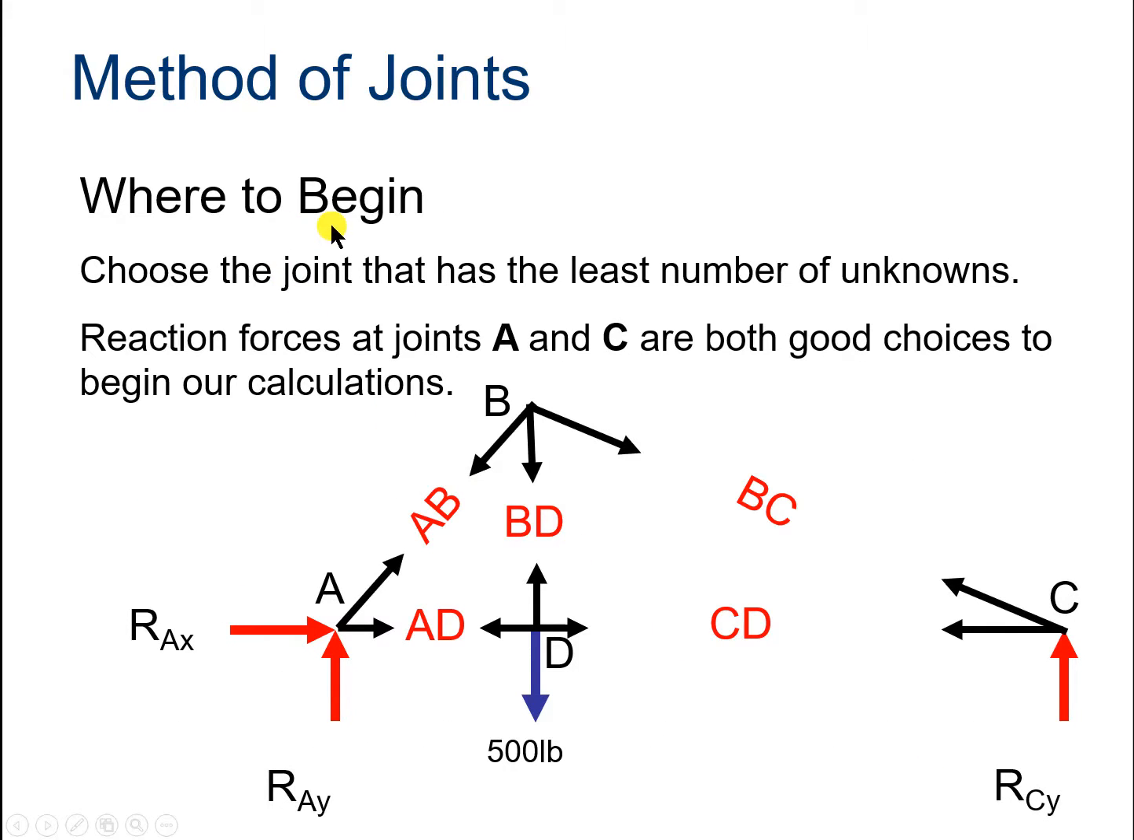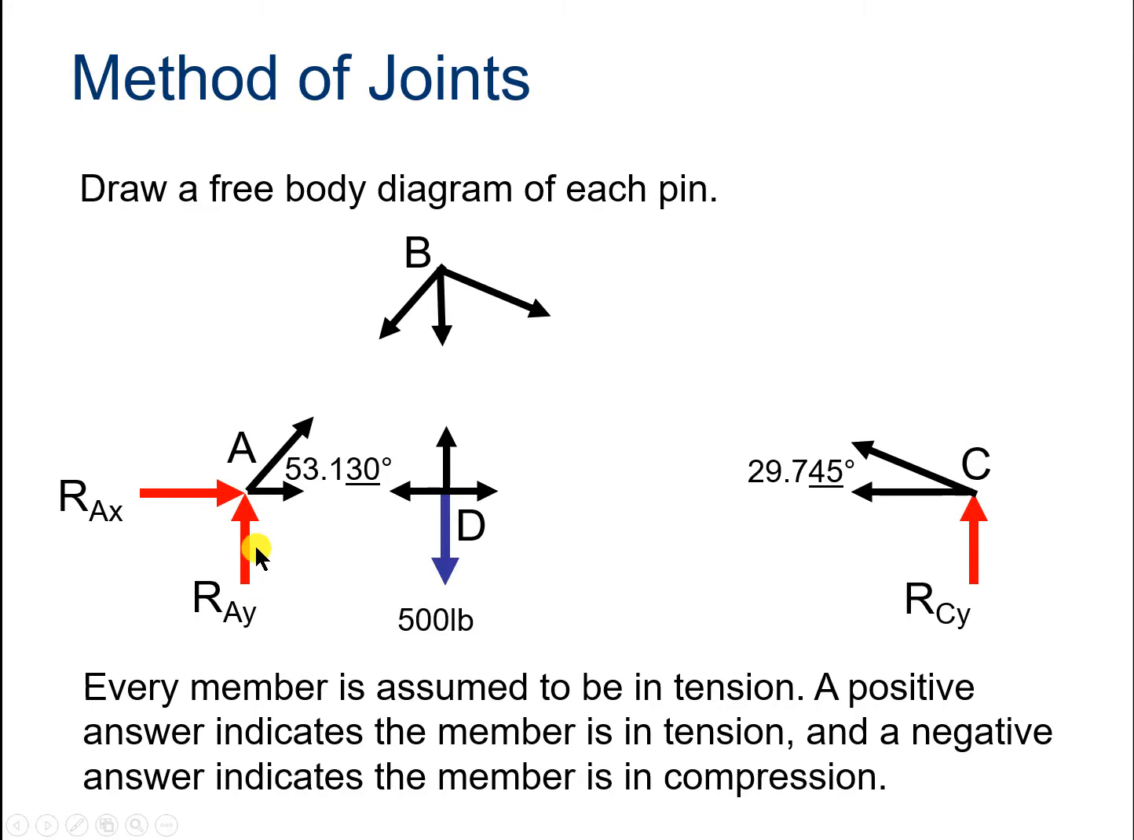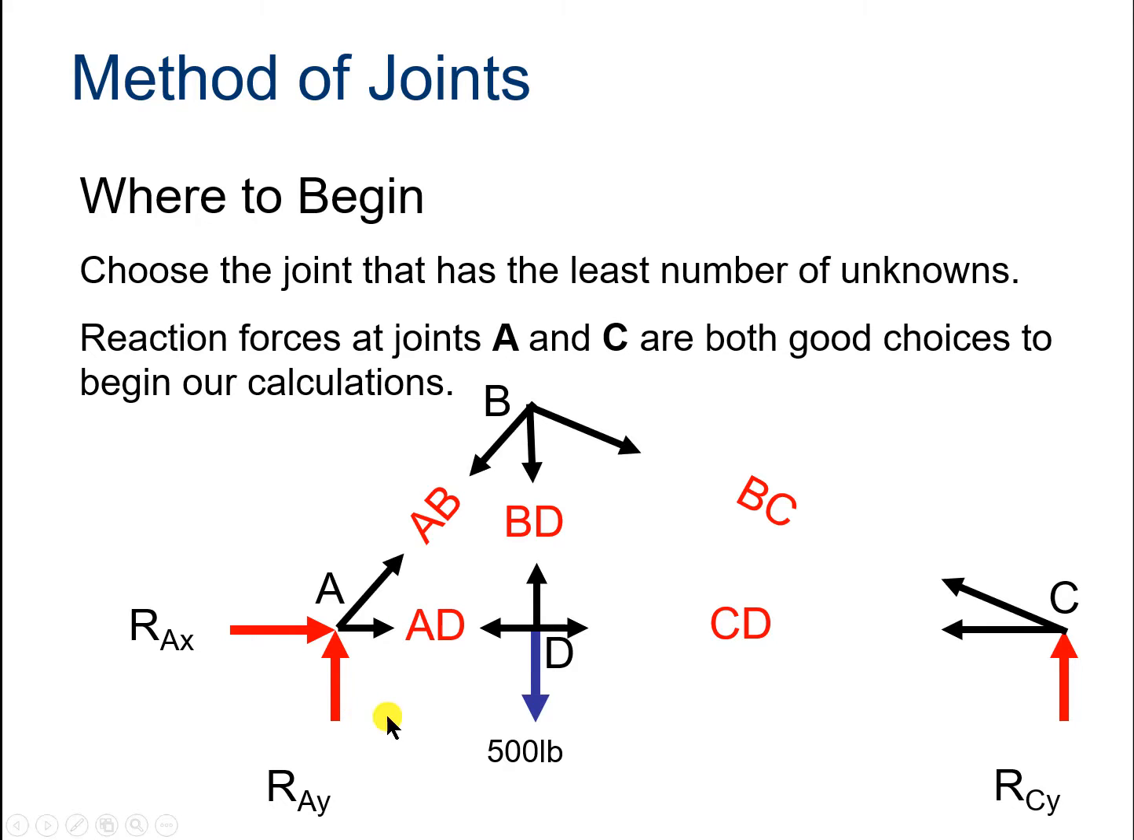So where to begin? Well, we choose a joint that has the least number of unknowns. That might be the easiest one to attack. Reaction forces at joints A and C are both good choices to begin our calculations because we know things about those. We come back here, we've got these red ones, and the non-black ones mean we know what the values are. So we're going to start at those points A and C. We know that 350 pounds and 150 pounds go upward in a vertical direction.